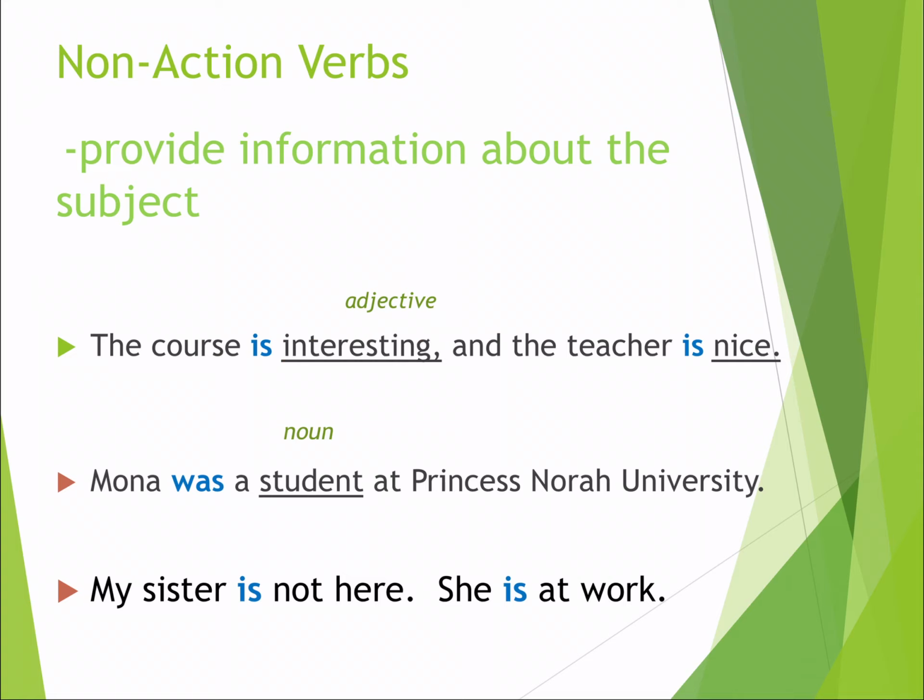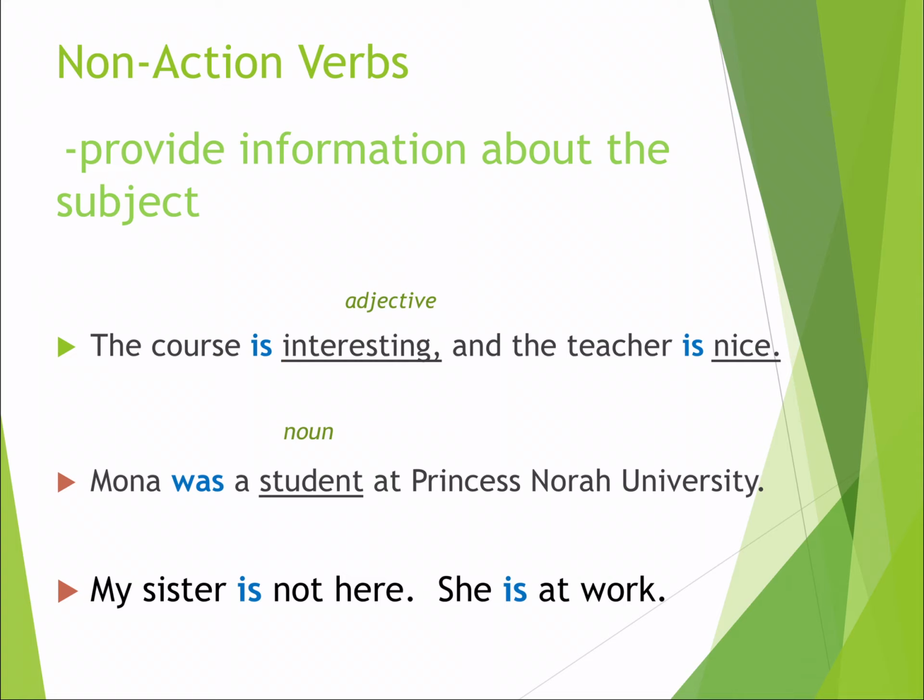So the first one, the course is interesting and the teacher is nice. So you can see the information is an adjective. It's the writer's opinion. The next one, Mona was a student at Prince Nora University. We can see that that information is telling us what Mona was before. Now, Mona is a student at Casau, for example.